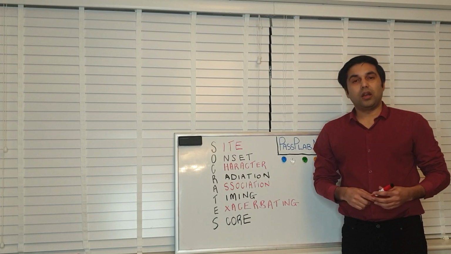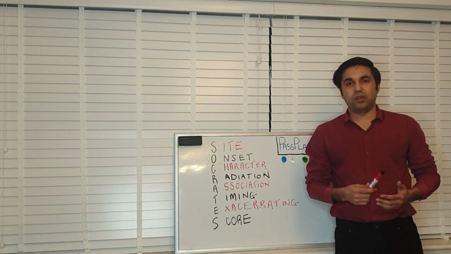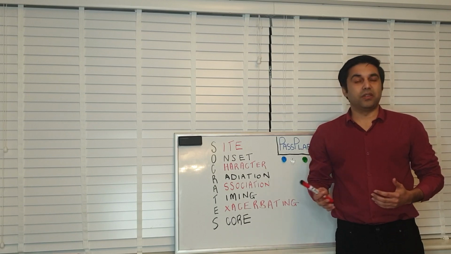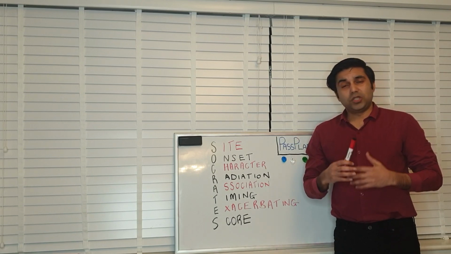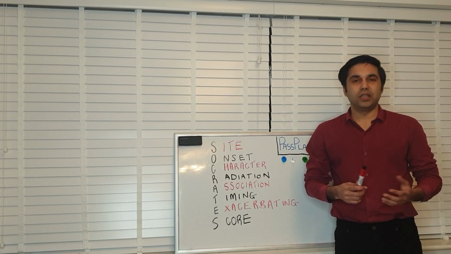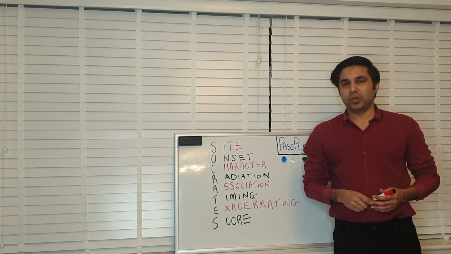S is score. You will ask the patient to score their pain on a scale of 1 to 10, 1 being no pain and 10 being the worst pain they've ever had. Once you've done all of this, you'll have a much better understanding of the patient's pain, and hopefully this will help you in diagnosis as well.